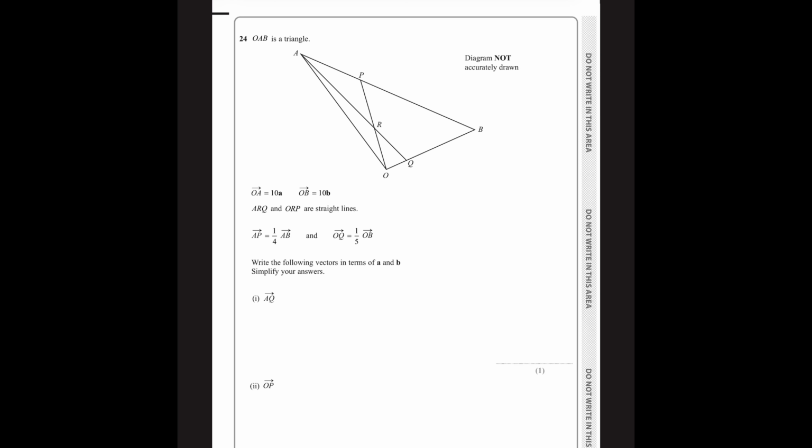Next. All right, next, it's a vector question, and these are quite common across all papers, and I'm sure you probably have one in your exams. So it's very important to learn how to do these. So let's start. It tells us a little bit of information.